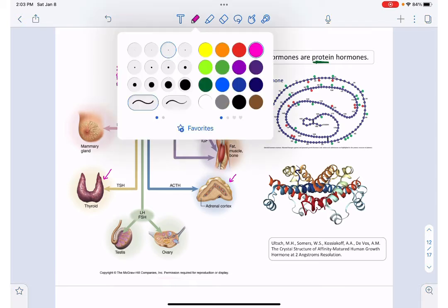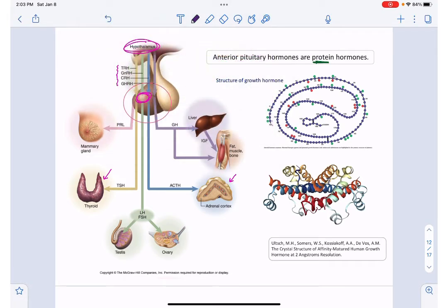And then, depending on what hormone is released on the anterior pituitary, it can release its own hormones. Prolactin, which is going to act on the mammary glands and stimulate milk letdown. TSH, which is going to act on the thyroid gland and stimulate thyroid hormone release. Growth hormone is going to act on the liver and stimulate IGF release.